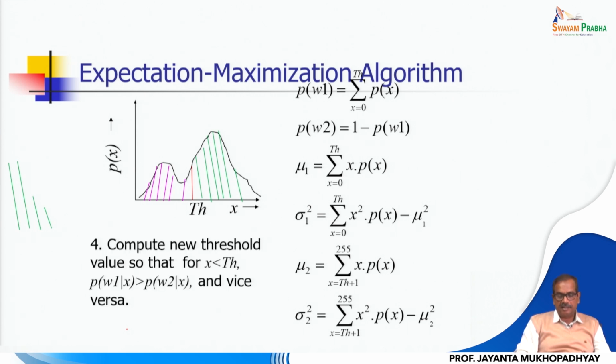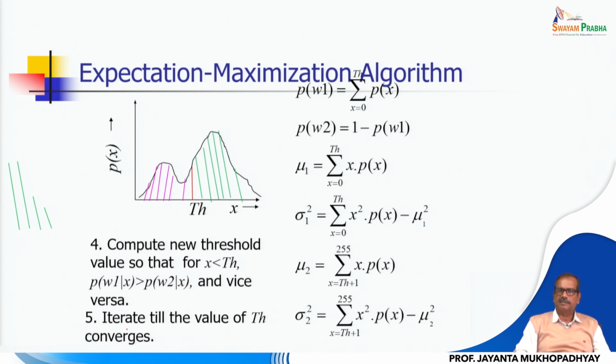Finally, we can compute the new threshold value. With these parameters, you now find the point of transition where one probability, that is the posterior probability, becomes higher than the other one. Then you know that this is a transition point, and with this new threshold value, you just iterate till the value of the threshold converges. So this is the algorithm.